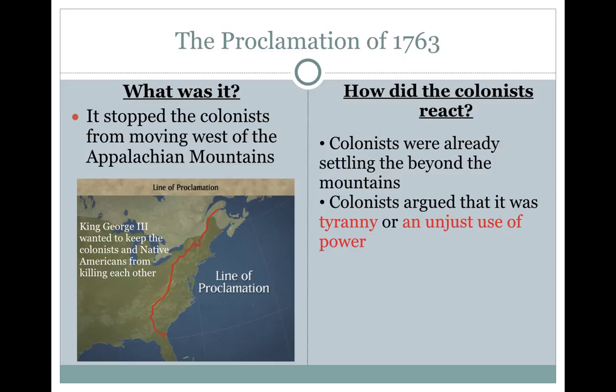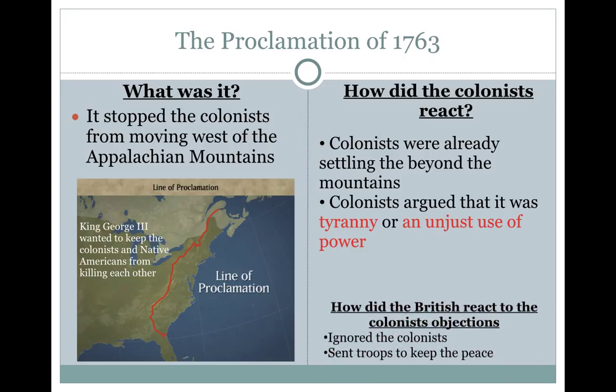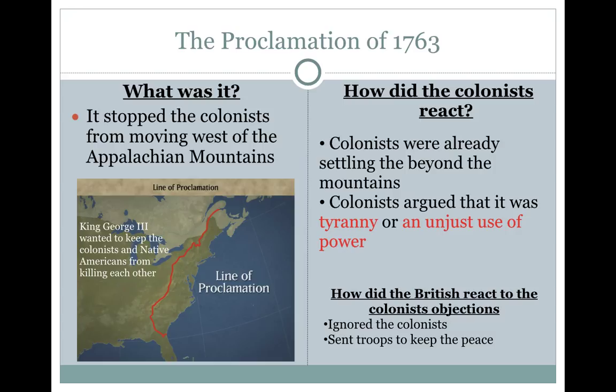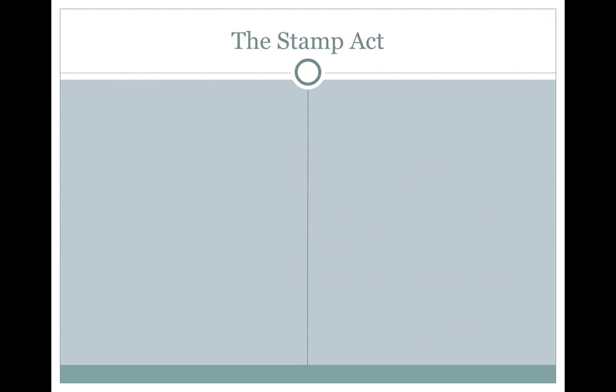And basically the colonists argued that this was what we call tyranny, a word you need to know, or an unjust use of power. Okay, how did the British react to the colonists' objections? They basically ignored them, and then they sent in more troops to kind of keep the peace. And by keeping the peace, they were the guys kicking these settlers off their land. Okay, so it wasn't a good start after the French and Indian War.